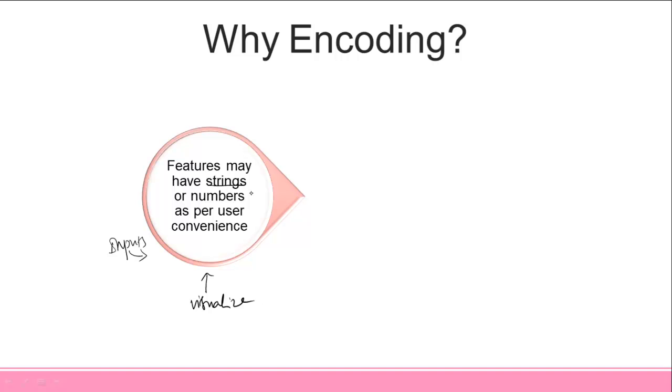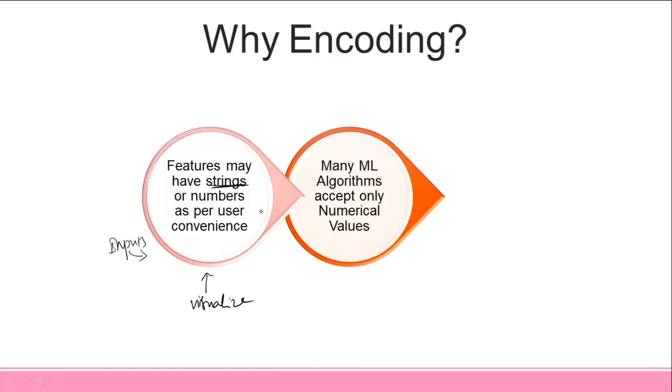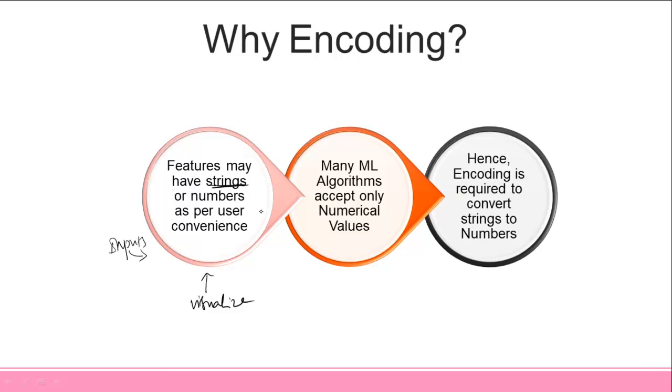And hence you can have strings. While the strings are there, many machine learning algorithms on the other hand accept only numerical values. Let's say when you are talking about the perceptron, it needs the value only in the numerical format, right? Some algorithms like decision tree may accept both categorical as well as numerical, but on a wider scale, if you think of the major algorithms, they accept only the numerical values, and hence the encoding is required to convert these strings to numbers.